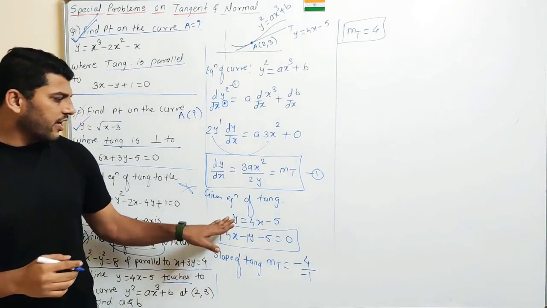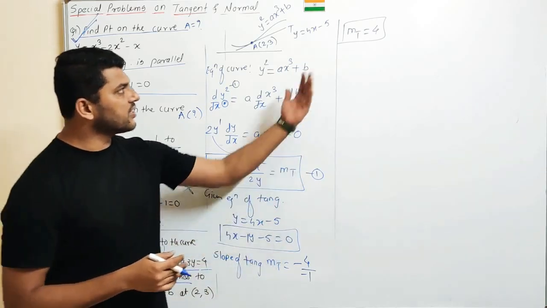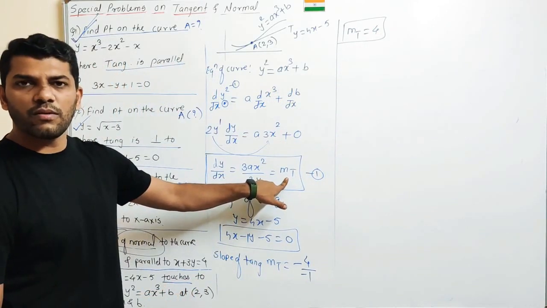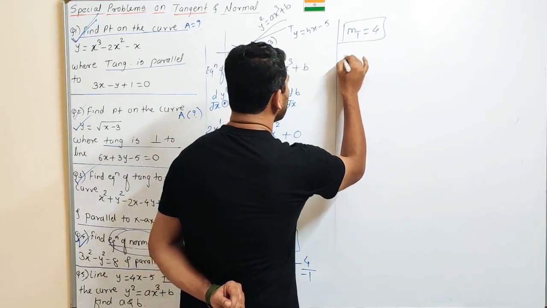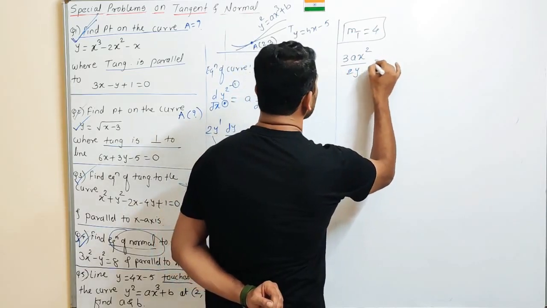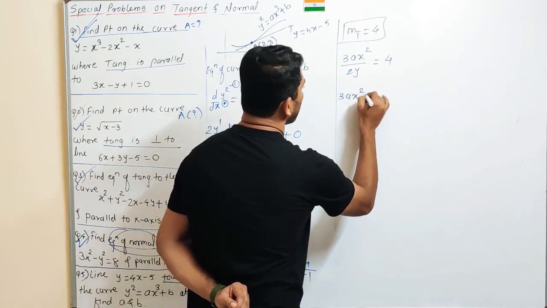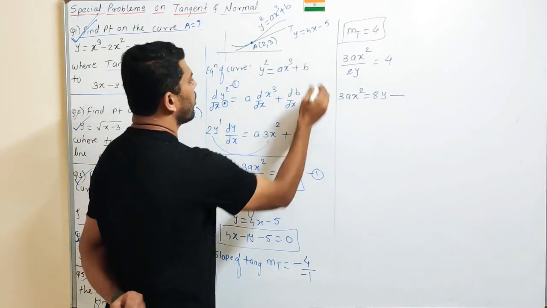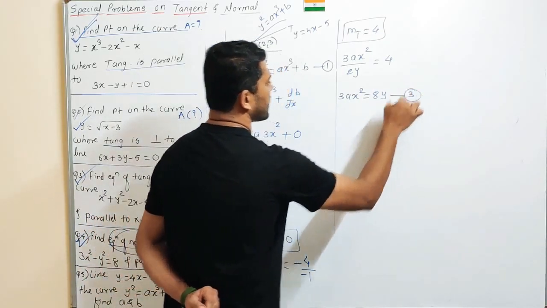So see, they already provided the equation of tangent. Find out the slope of tangent. In this case it is 4, and substitute that slope of tangent into equation number 1. So I am substituting this in equation number 1, which is 3ax squared divided by 2y equal to the slope of tangent, 4. Shifting the 2y to this side, 3ax squared is equal to 8y. Let's mark the curve as 1, this expression as 2, and this as 3.